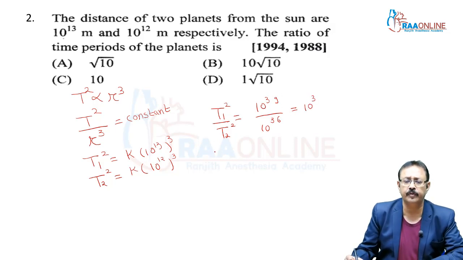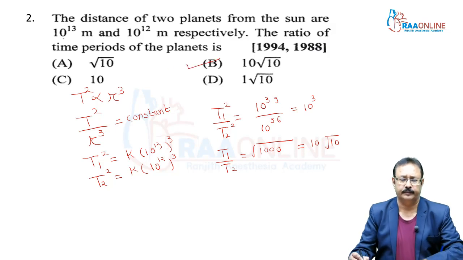Taking the square root, what we are getting? T1 by T2 is the square root of 1000, means 10 root 10. So we are going with option B.